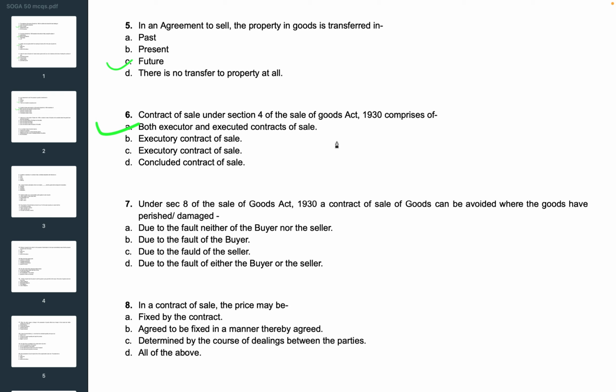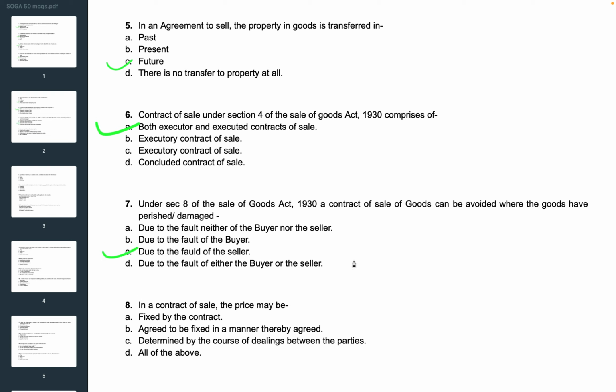Next question. Under Section 8 of the Sale of Goods Act 1930, a contract of sale of goods can be avoided where the goods have perished or damaged. The options are A. Due to the fault neither of the buyer nor the seller, B. Due to the fault of the buyer, C. Due to the fault of the seller, or D. Due to the fault of either the buyer or the seller. So the correct answer is C. Due to the fault of the seller.